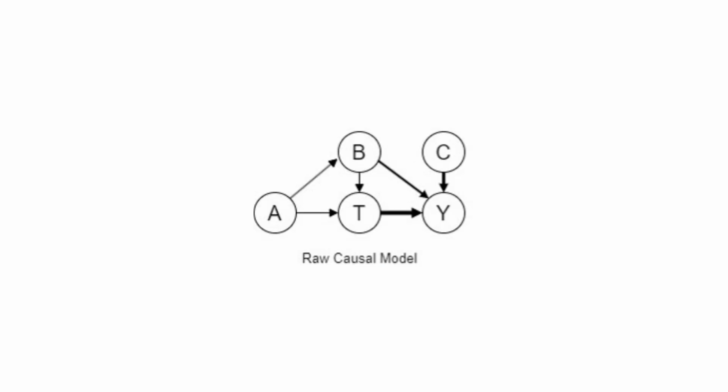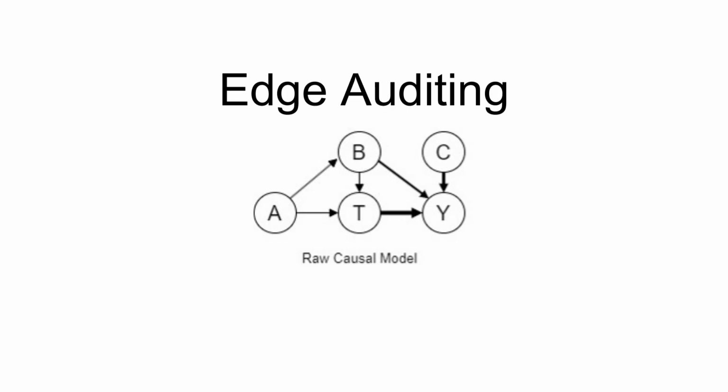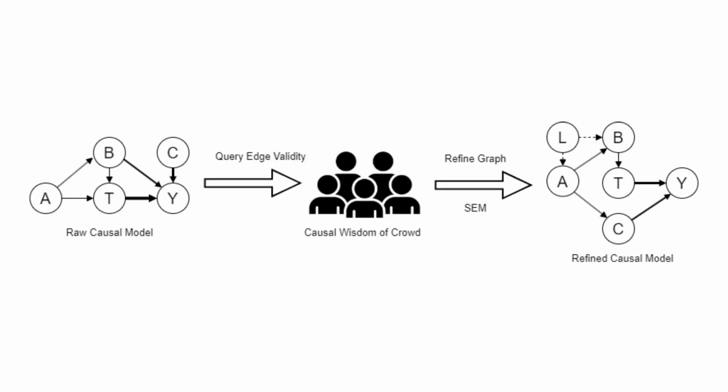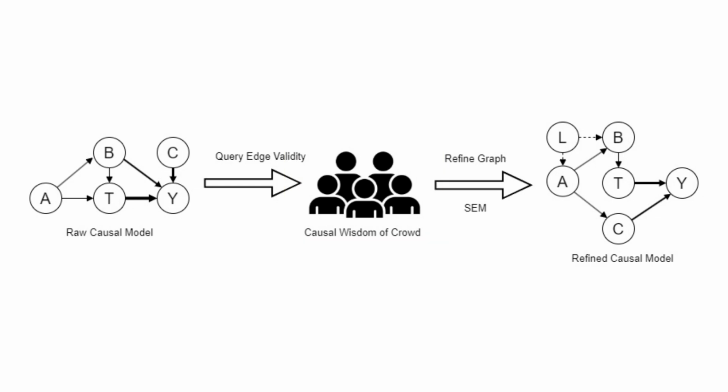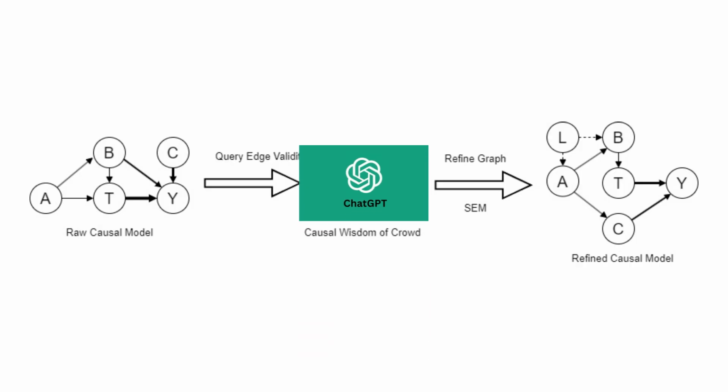A primary feature of CausalChat is conducting edge auditing. In practice, a well-accepted causal graph can be constructed by exploiting the wisdom of crowds. CausalChat achieves another kind of causal wisdom of the crowds by applying causal knowledge learnt by ChatGPT.